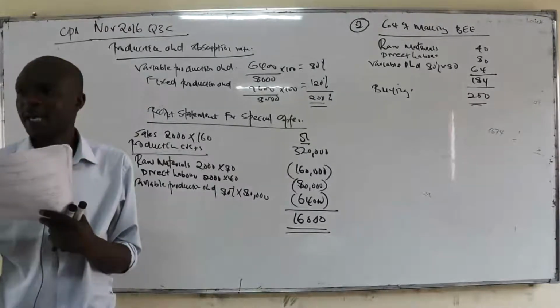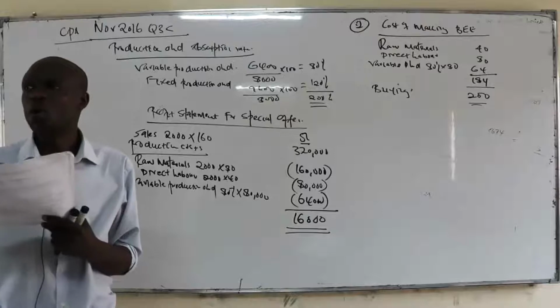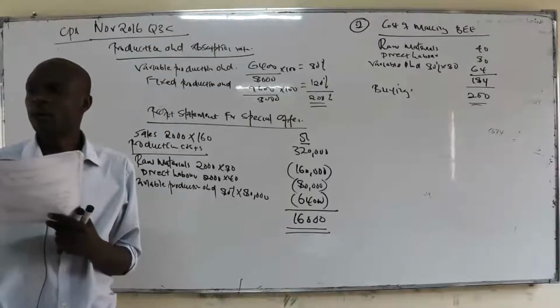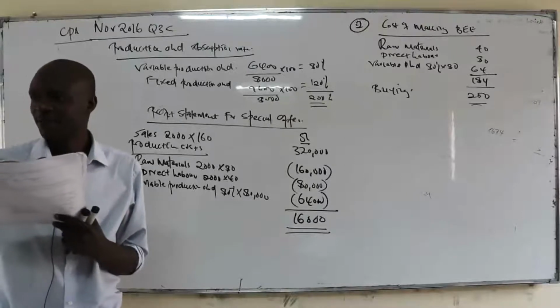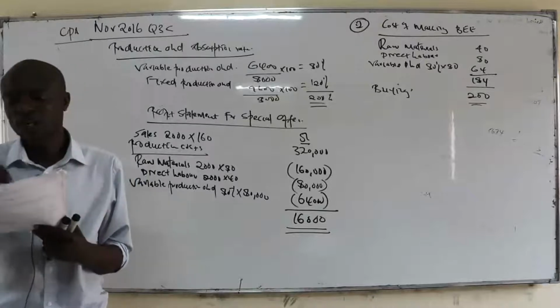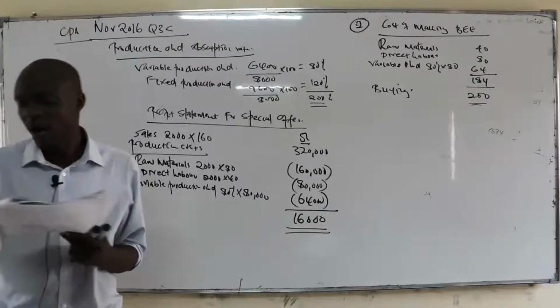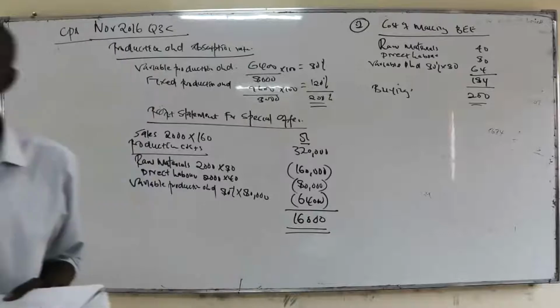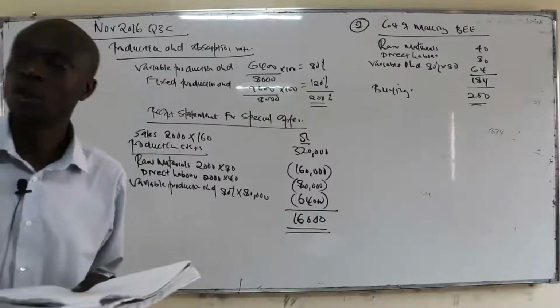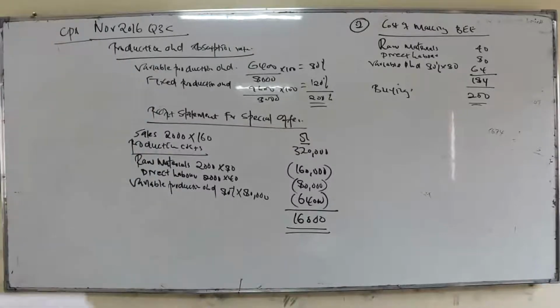This production overhead is subdivided into two: fixed and variable. Fixed is not relevant. Even the question has told us. Why are we saying it's not relevant? It will be incurred irrespective of whether you make the decision or not. So it is not used in this analysis.